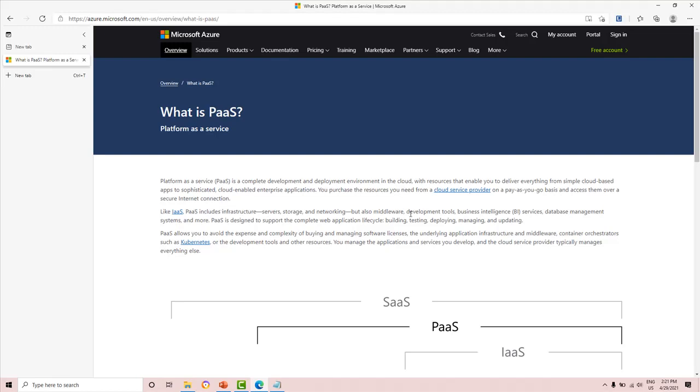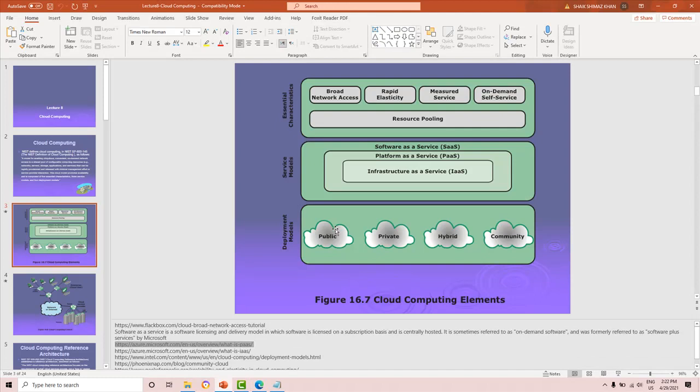In the past, we got development tools, and then we got the middleware. Middleware is software through which heterogeneous applications interact with each other. DBMS systems and many such development tools and technologies are available through the PaaS service. So this is what I want to tell about PaaS.